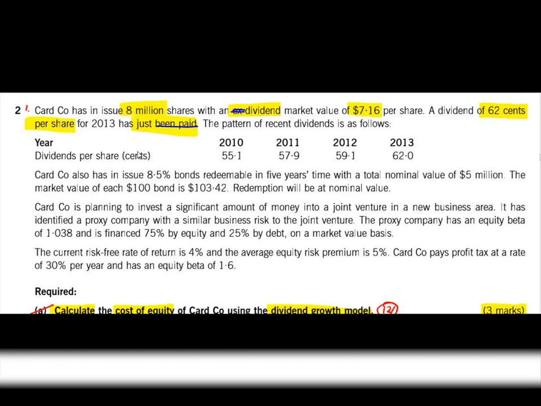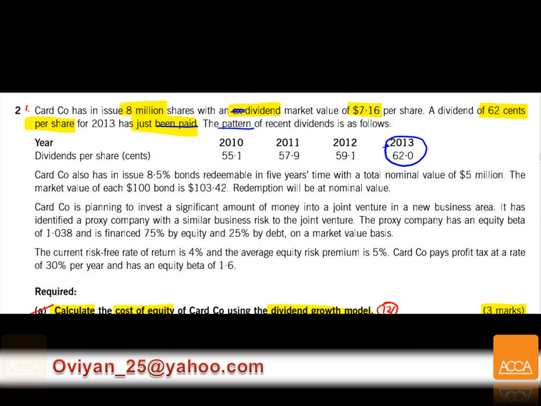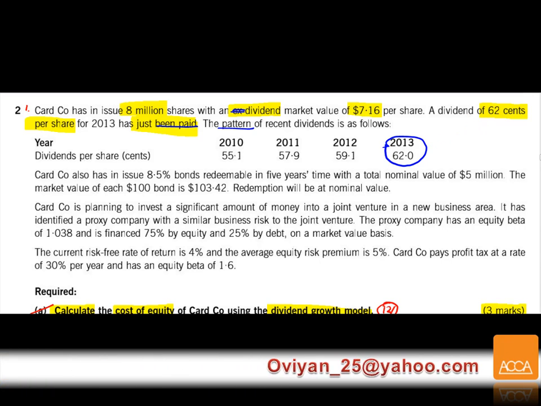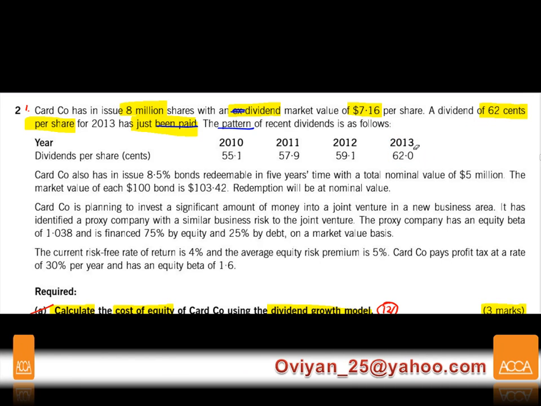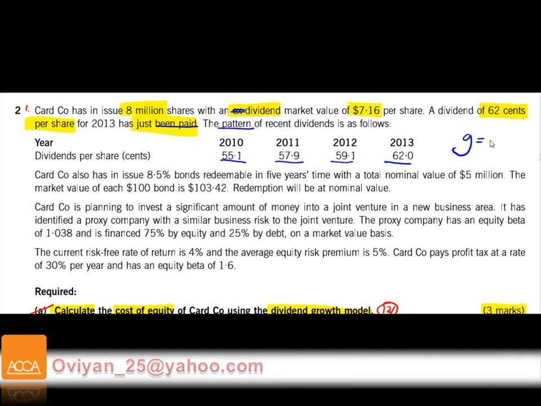The pattern of recent dividends. Whenever they give you the pattern of recent dividends, they're giving you 4 years of dividends. This figure ties back with the figure you just got, 62 cents, the same figure. So we are told the historical dividend growth is growing and growing and growing. So we can come to a conclusion: there is growth in the dividend rate.